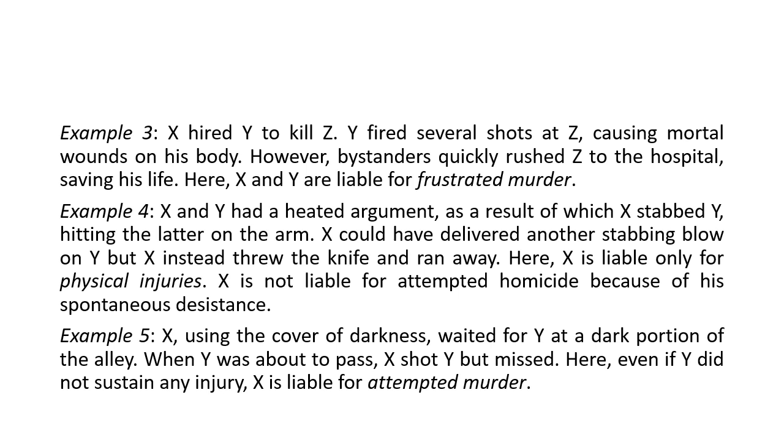When you say treachery, what do you mean by that? Treachery, if you still remember, is the employment of means or methods which tend directly or especially to ensure the execution of the crime without risk to the offender arising from the defense which the victim might make. So as you can see in the example, X used the cover of darkness, and when Y was about to pass by the alley, he suddenly shot Y, only that he missed in his attempt to kill Y.